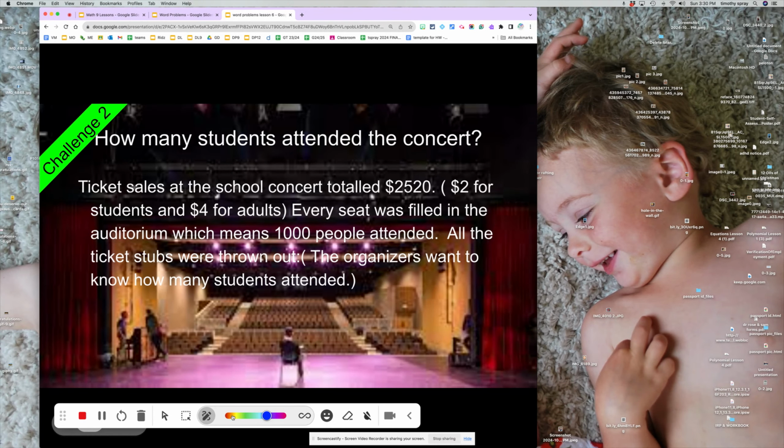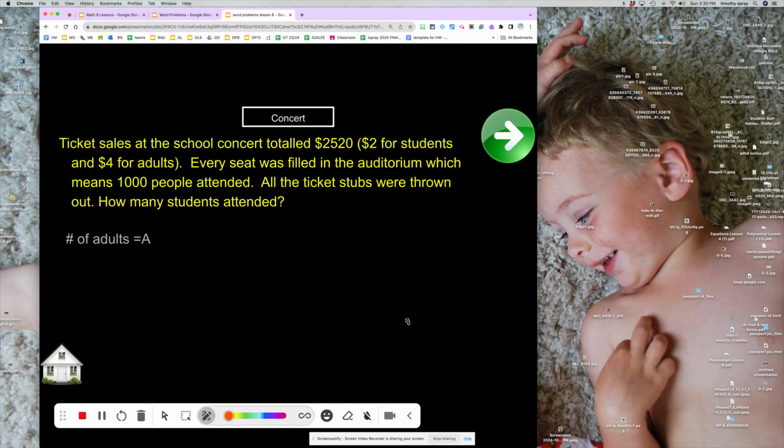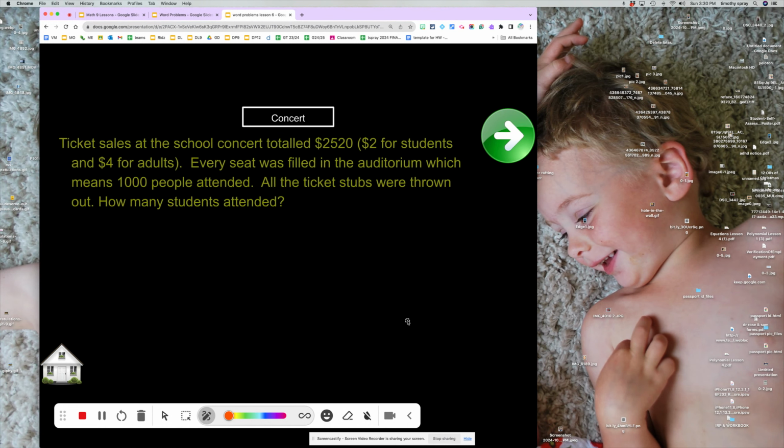Okay, here's another example, and this one can be quite tricky. So what I'm going to do is I'm going to walk you through this one here, okay? So this is the situation. Ticket sales at the school concert totaled $2,520, $2 for students and $4 for adults. Every seat was filled in the auditorium, which means 1,000 people attended. All the ticket stubs were thrown out. How many students attended? Classic. This is a great example.